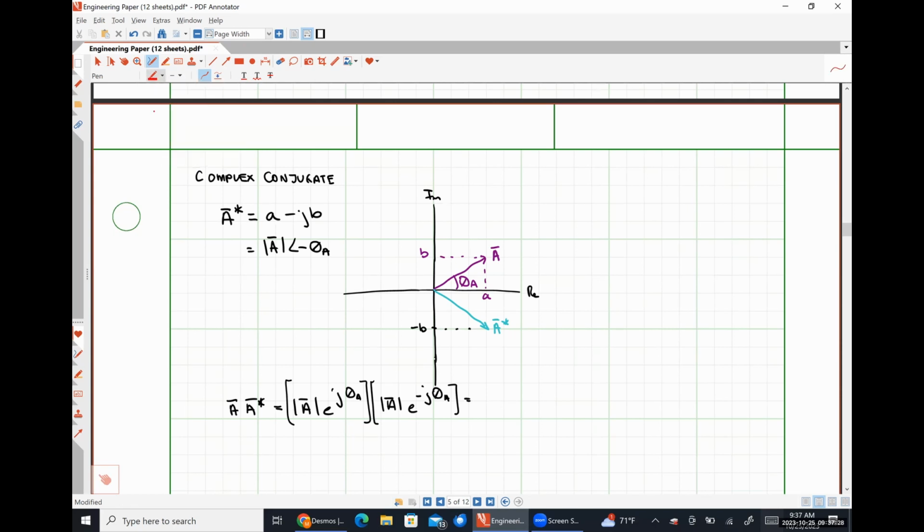What happens when I multiply those two exponentials together? They cancel each other out, so I'll have e to the 0, which is just 1. So any complex number multiplied by its complex conjugate is simply the magnitude of that complex number squared. That's something that we will utilize a couple of times throughout the duration of this class and in other electrical engineering classes as well. All right.